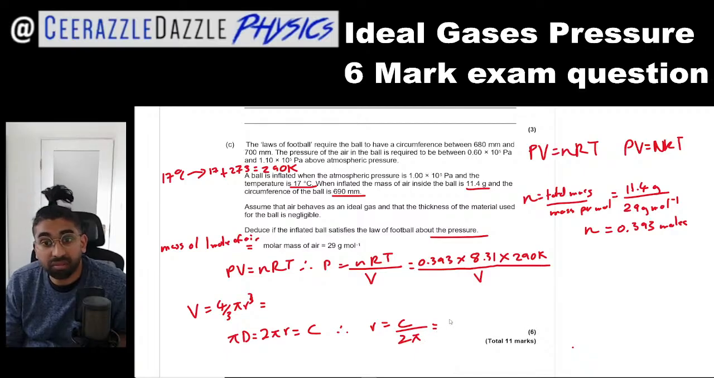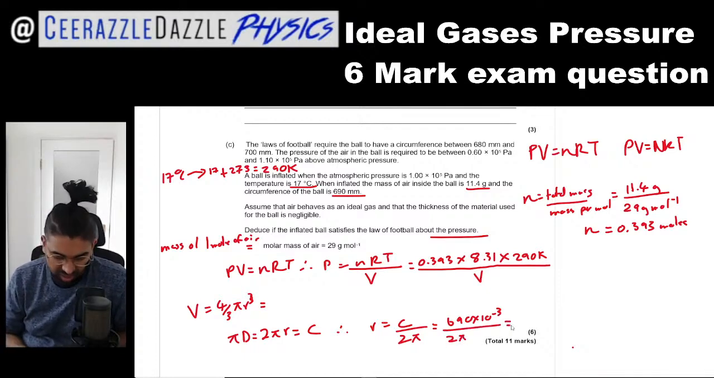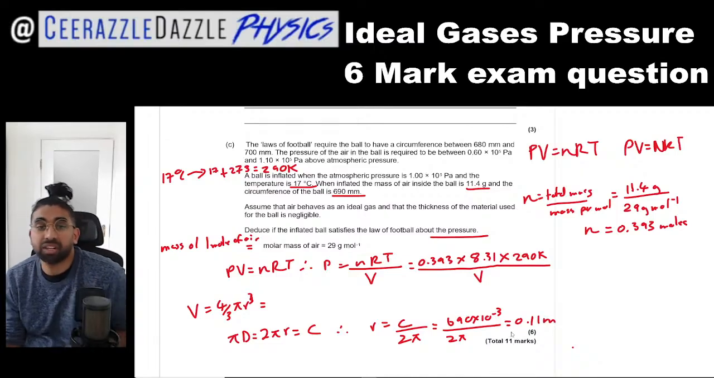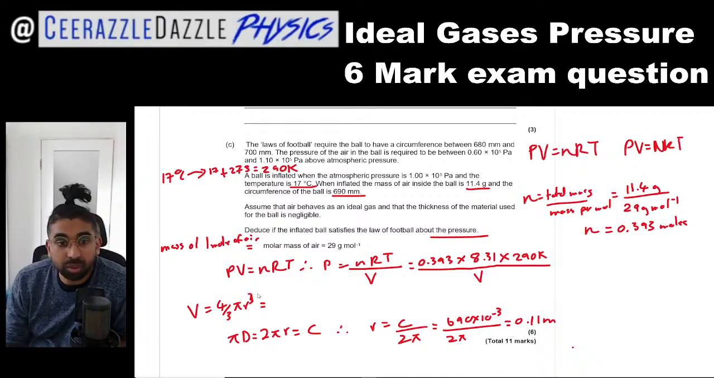Therefore, it's equal to the circumference 690 times 10 to the minus 3 divided by 2 pi over here. We can work out the radius. It's going to be 690 times 10 to the minus 3 divided by 2 divided by pi. So I'm getting the value of the radius to be 0.11 meters. That's my radius. Now finally I can actually use that to work out the volume.